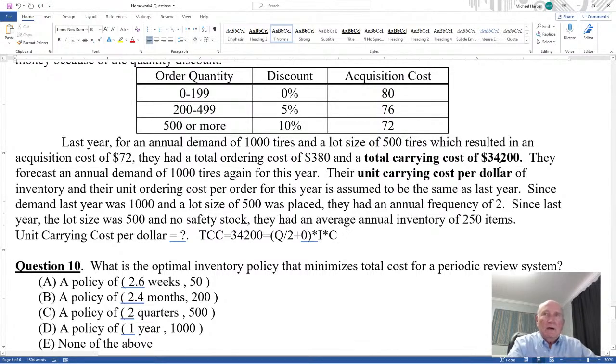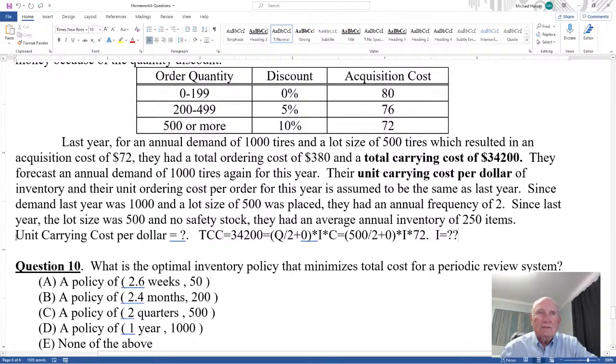Well, I know what Q is. My lot size is 500 divided by 2 plus 0 times I, that's what I want, times C. I have C up here, which is 72. Okay, so right there, I equals what?